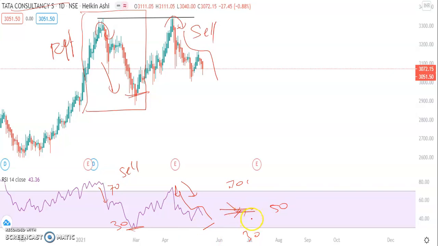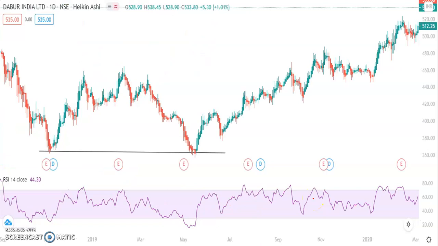So initially maybe you can use this setup, or otherwise you can use this RSI 50 as a stop loss whenever you take a buy or a sell position. Okay, so this is to save our profit in both cases. So here also this is the reference setup.